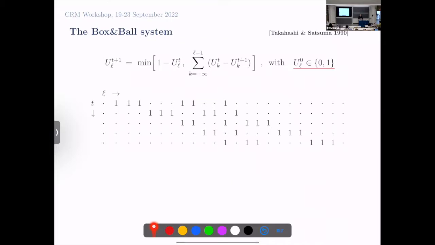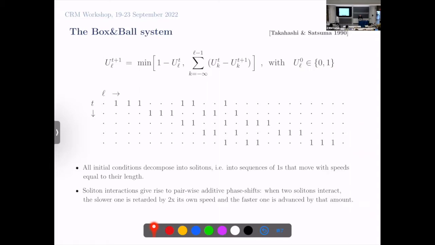This is a picture for people who haven't seen the picture yet, but I think everybody knows the picture. You have 3 solitons going in, and after a number of time steps, 3 solitons coming out in the right sorted order.